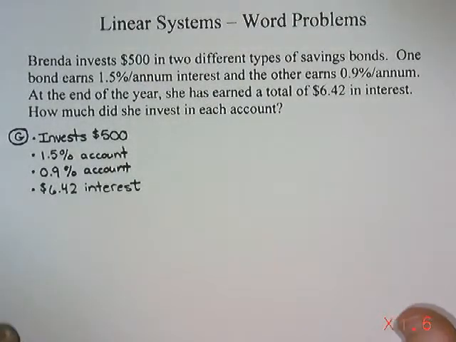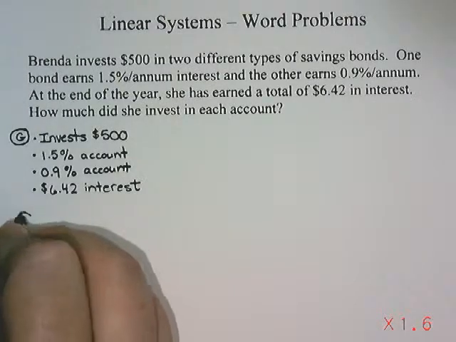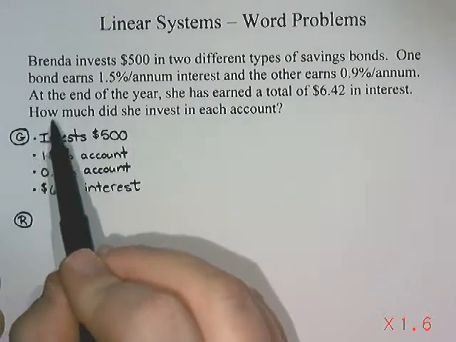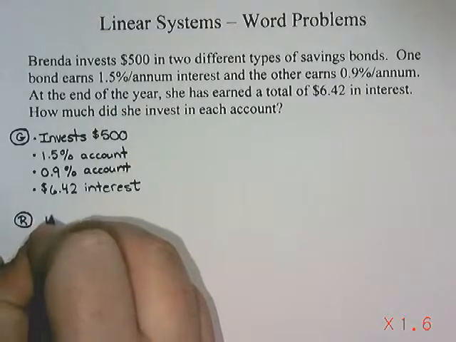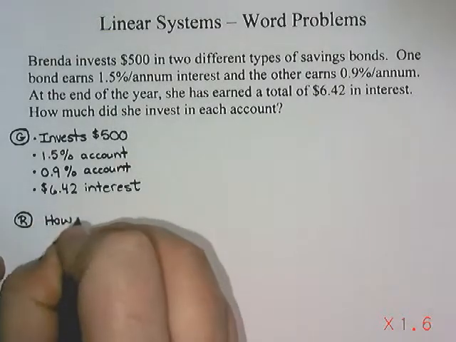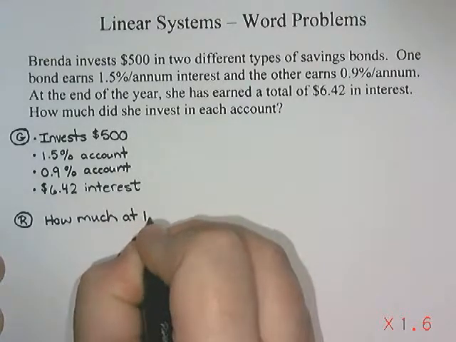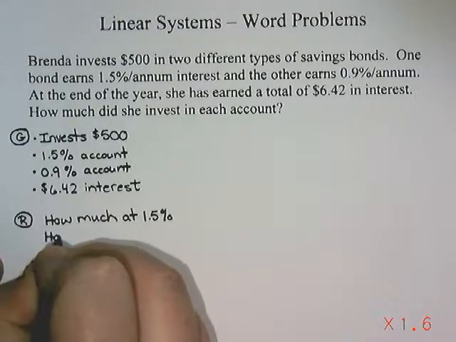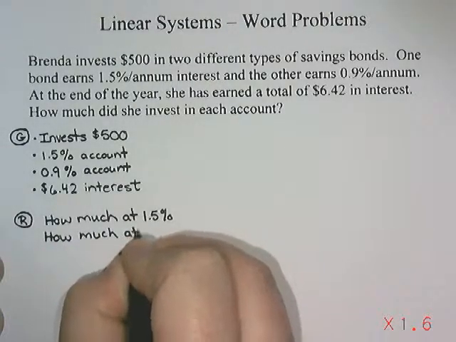Okay, the R is required. So what is this question asking me to find? Usually the last sentence helps me figure that out. So the last sentence says, how much did she invest in each account? So how much at 1.5%, and how much did she invest at 0.9%?